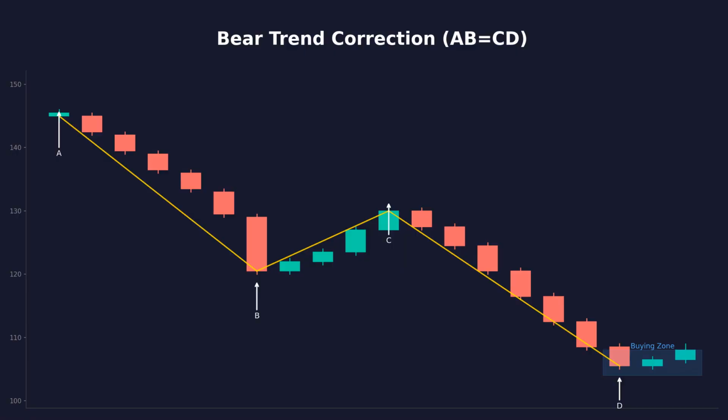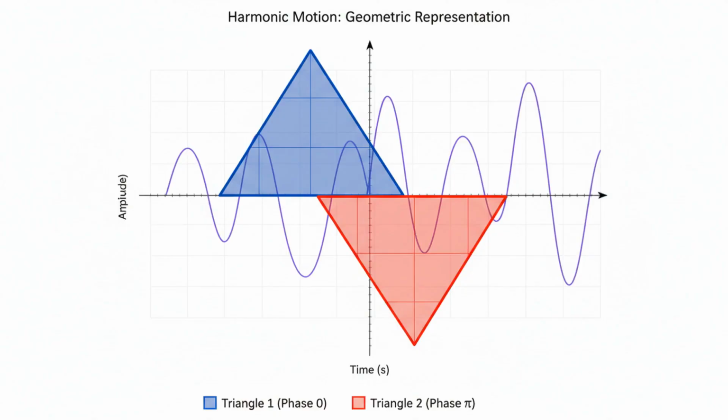Complex corrections often consist of two legs. This is the AB equals CD pattern. In a correction, the market drops, A to B, rallies slightly, B to C, and then drops again, C to D. Leg CD is usually equal to leg AB. This AB equals CD structure is one of the most reliable patterns for entering a trade on a pullback. You aren't guessing the bottom. You are waiting for the symmetry to complete before entering in the direction of the major trend.